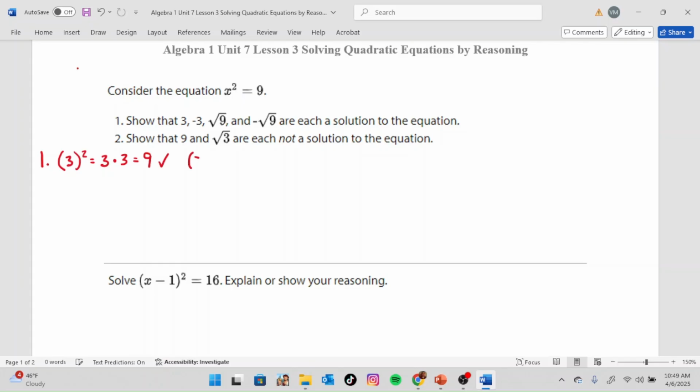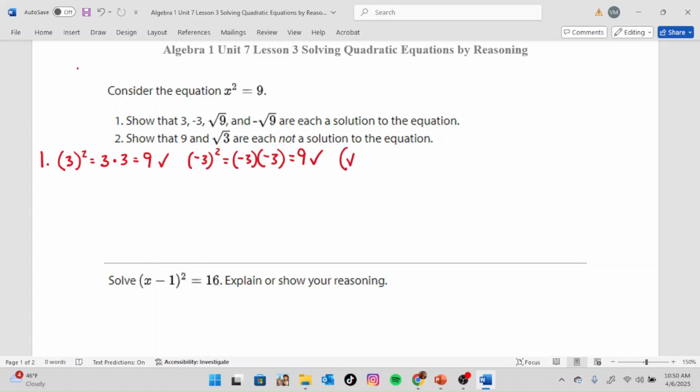Next, we try it with negative 3. Negative 3 squared means we have negative 3 times negative 3. When the signs are the same and we multiply, it becomes positive. So negative times a negative is a positive, and 3 times 3 is 9. Again, we've shown that's true.